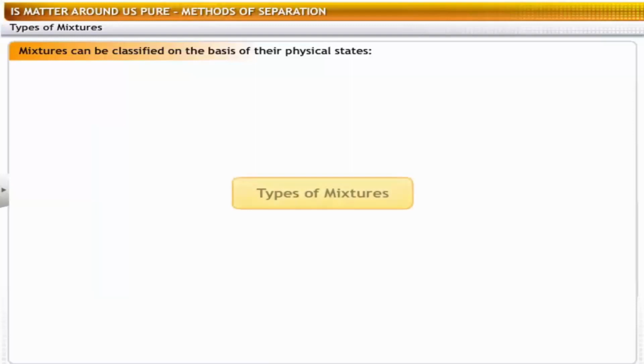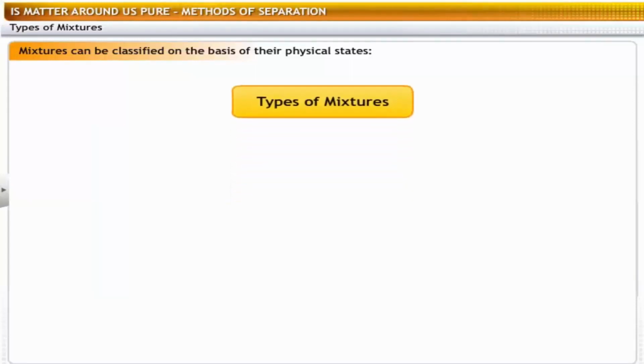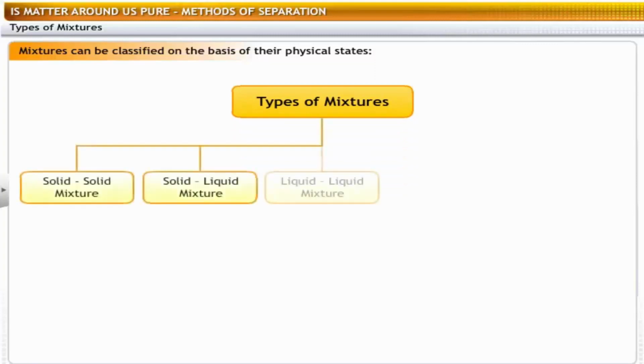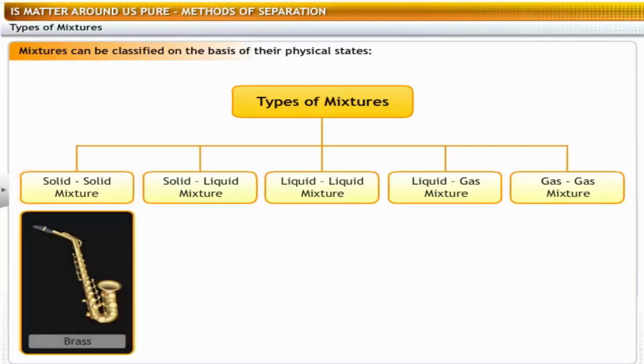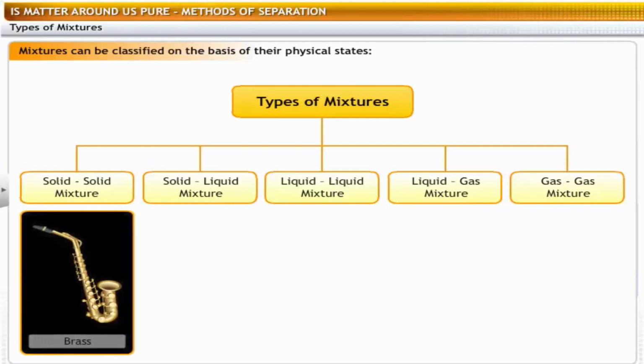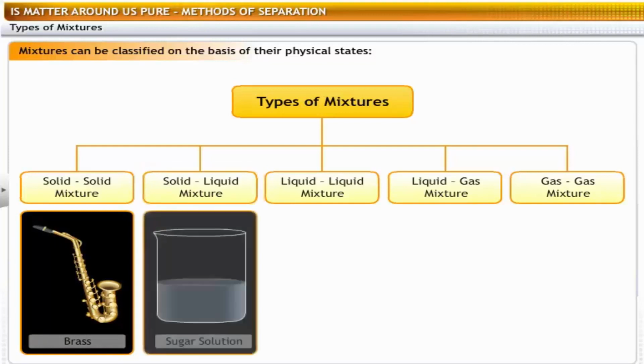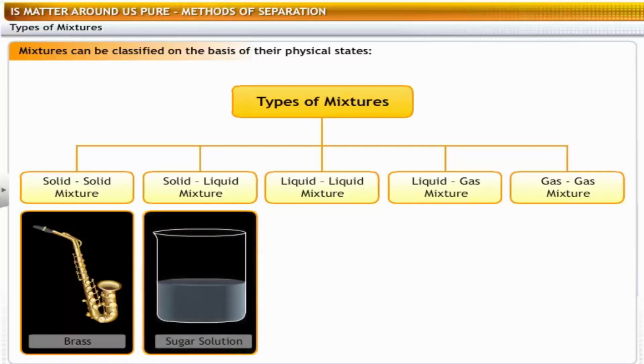You may come across several types of mixtures in daily life as well as in the laboratory. Mixtures can be classified on the basis of their physical states. Solid mixture. Metal alloys are actually solutions of solids in solids. For example, brass is a solution of zinc in copper. Solid, liquid mixture. A sugar or salt solution is an example of a solution of solid in a liquid.